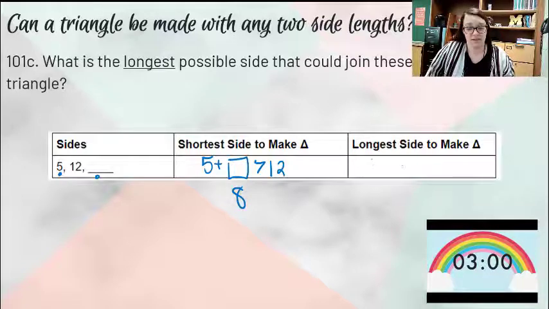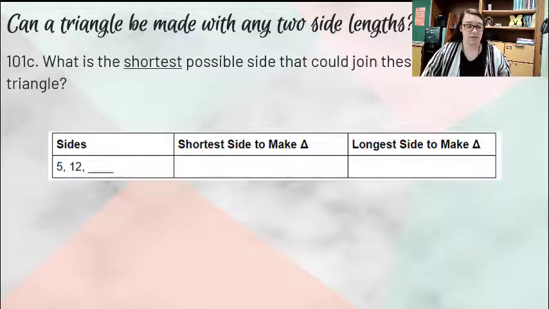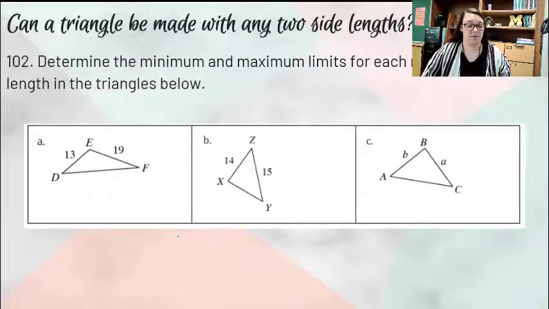If it's the longest side, then 5 plus 12 has to be bigger than that longest side. 5 plus 12 is 17, so 17 has to be bigger than it, so I would say 16 is the longest side. Hopefully we're starting to feel the trend here. Let's move forward and see what we can do with these triangles.